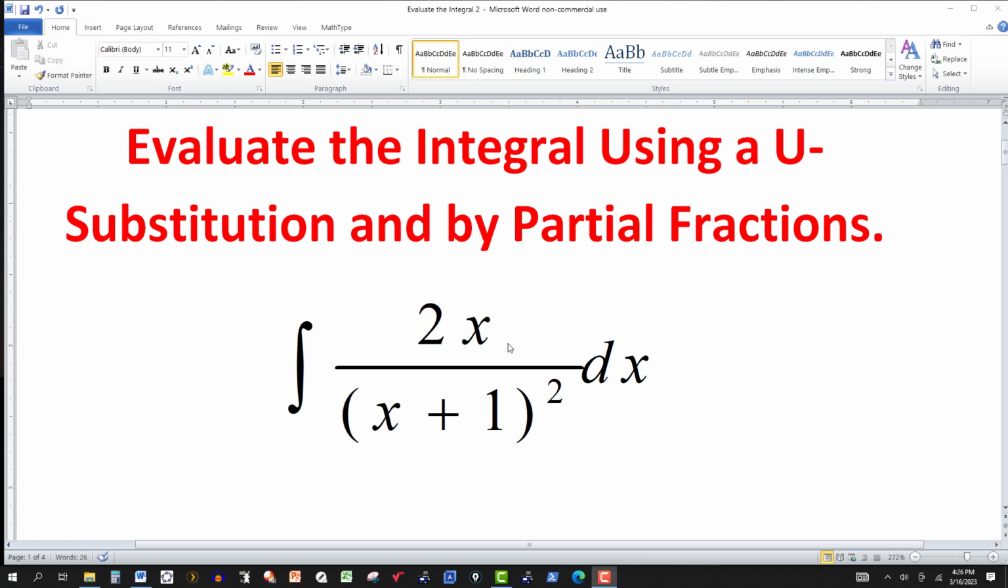Others will have options. It will be up to you to decide which method to use, unless the instructions tell you to work in a certain way. So this one we're going to do first by substitution. It should be clear that the integrand, 2x over (x plus 1) squared, can be broken down or decomposed by partial fractions.